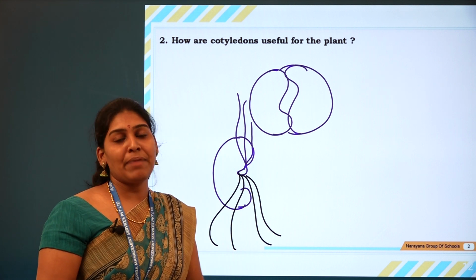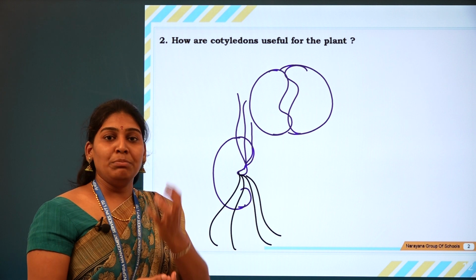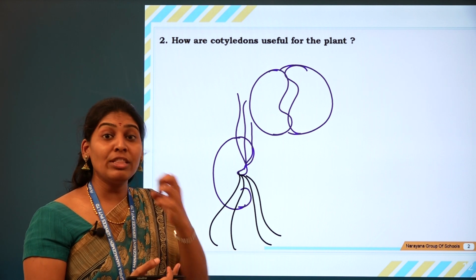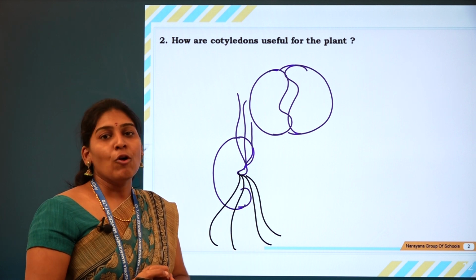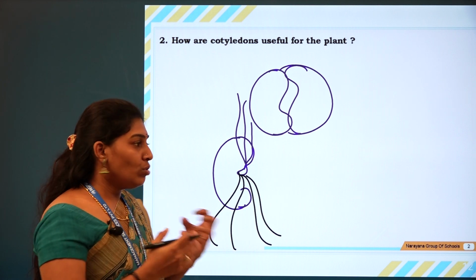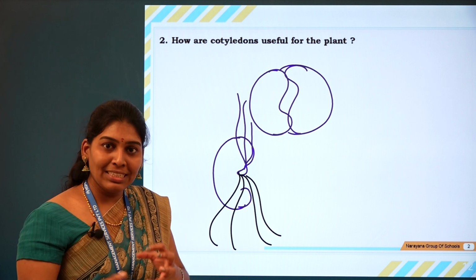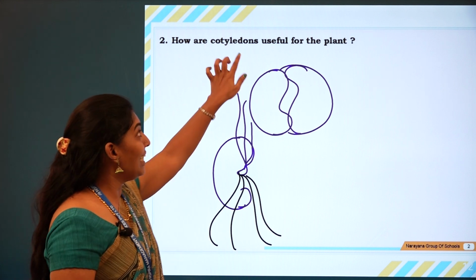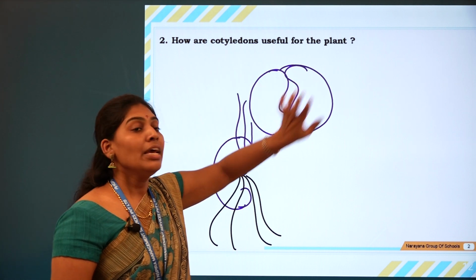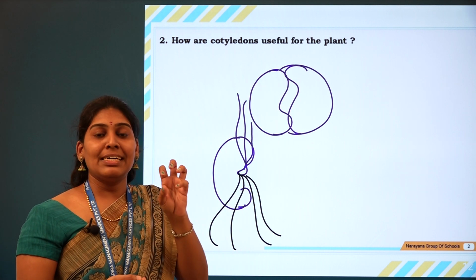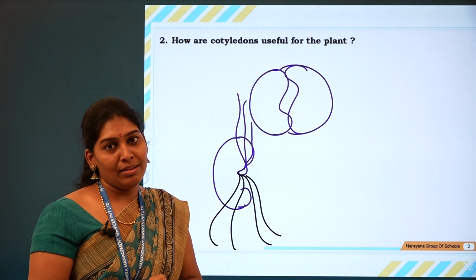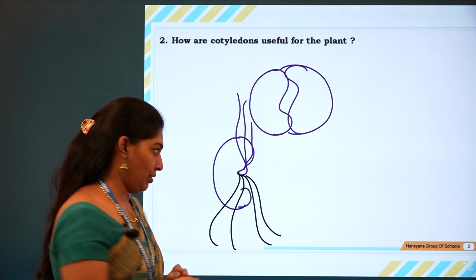In some flowering plants it absorbs, digests and stores the food material for the ovule. Till the seed becomes mature, it provides food material. So the cotyledon is helpful to the plant in providing and storing food material. Let us go to the third question.